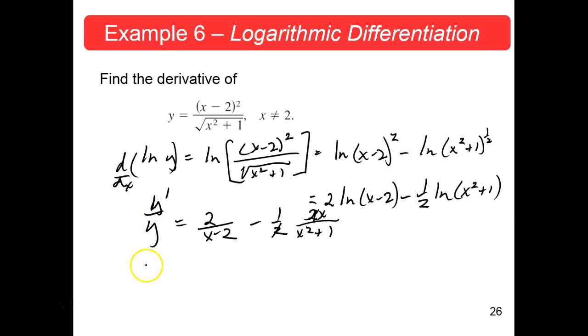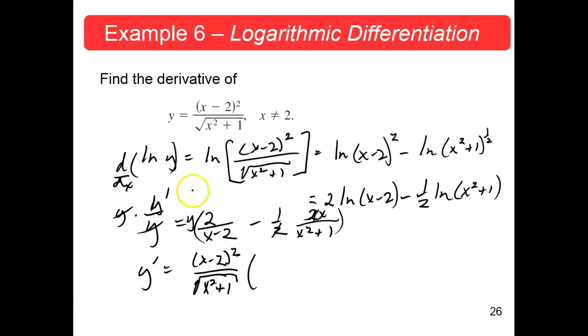So now the next thing I want to do is multiply both sides by y. Why not? Those go away. Now you've got your y prime, which is exactly what we're looking for, equal to y, which was x minus 2 squared over the square root of x squared plus 1. That's what your y was, times this stuff: 2 over x minus 2 minus x over x squared plus 1.